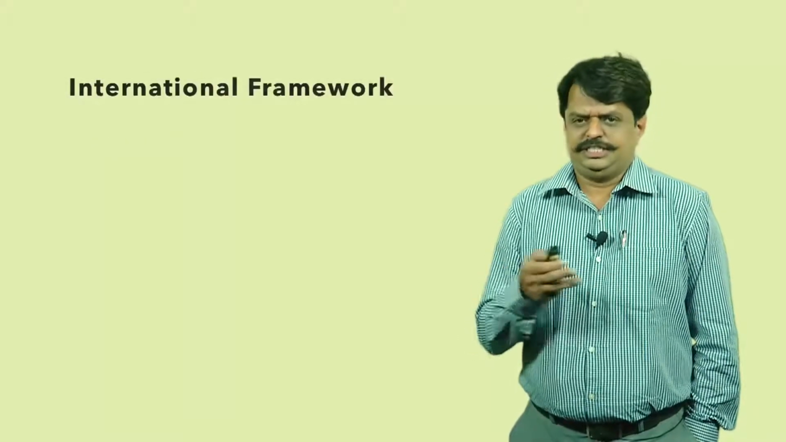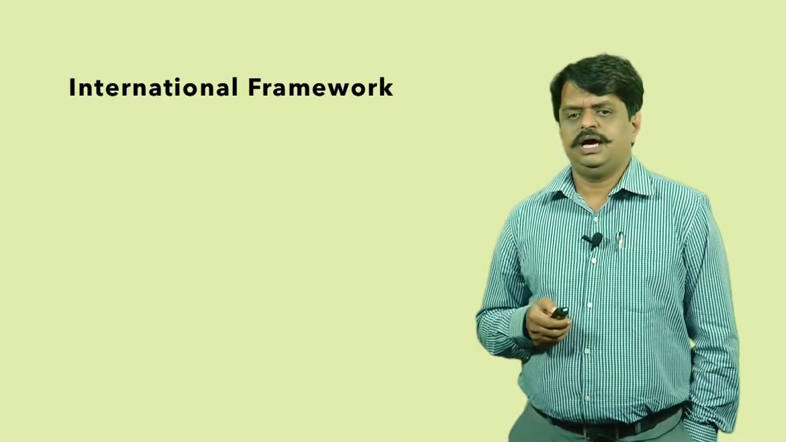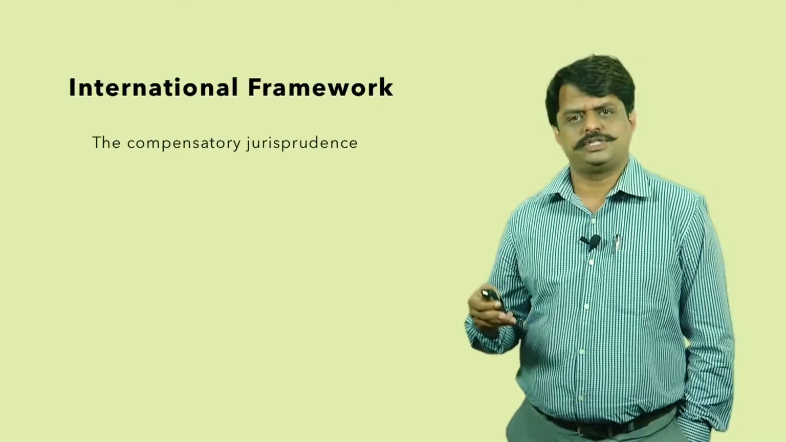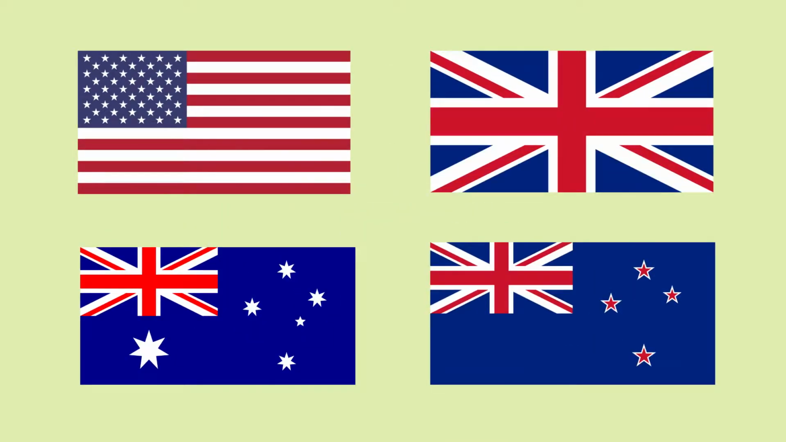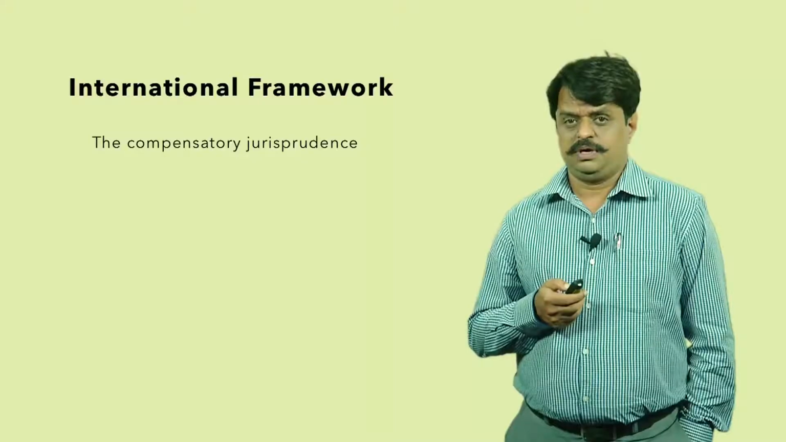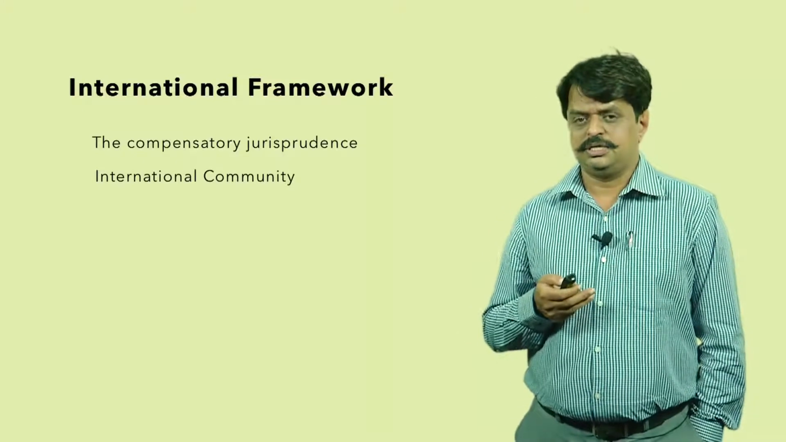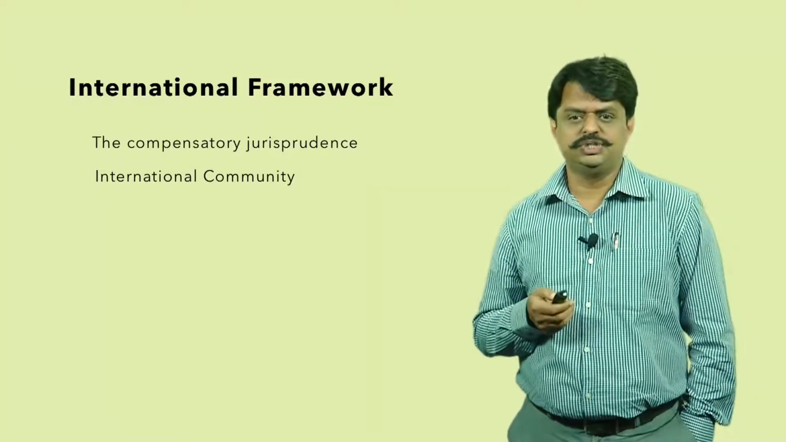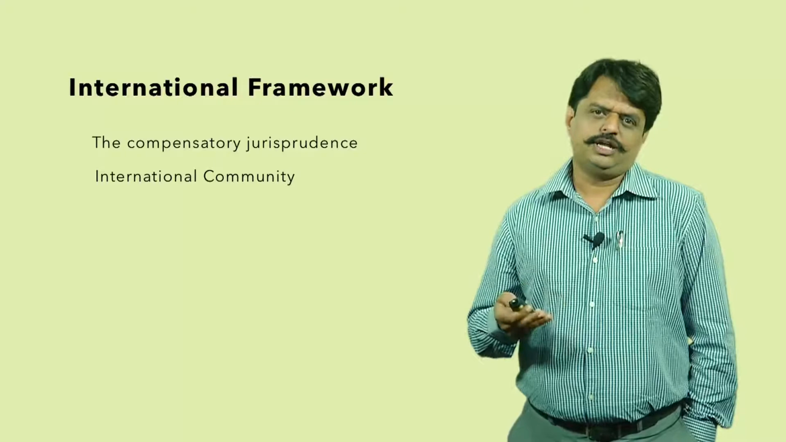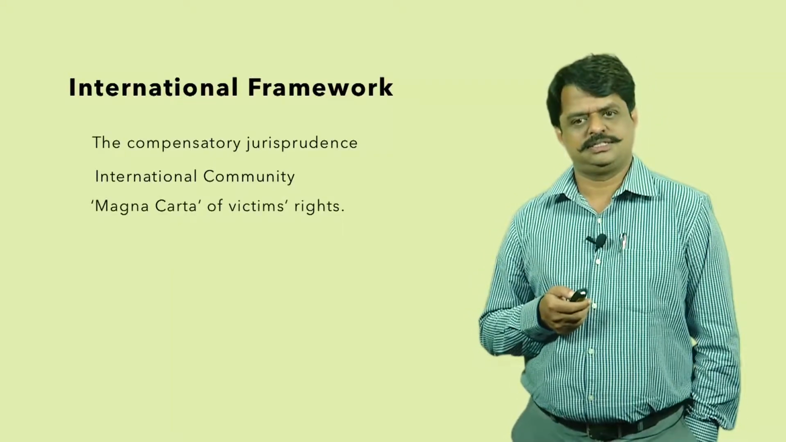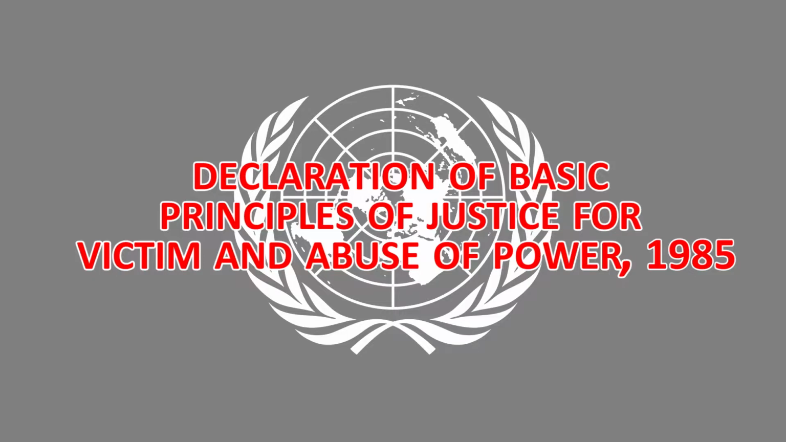The debate started at the international level. India is part of it, and compensatory jurisprudence was developed in USA, UK, Australia, New Zealand. There are many other countries which have brought this compensatory jurisprudence into picture. In addition, the United Nations organization, as an international community, came up with a declaration in the year 1985, which I fondly call the Magna Carta of victims' rights. That is, the Declaration of Basic Principles of Justice for Victims of Crime and Abuse of Power, 1985.